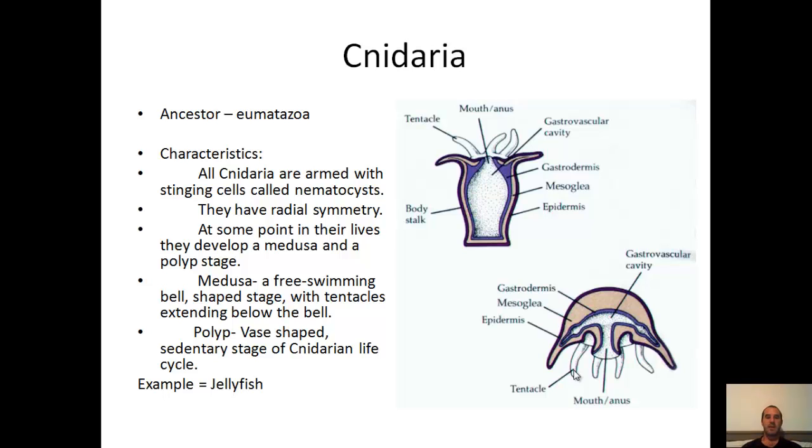They have two different stages. If you look at the left, this top here is a polyp stage. It kind of looks like a vase with the tentacles coming out the top. And then you have a medusa stage where you've got this rounded body, and then you've got the stinging cells hanging down. Okay, so make sure you get everything on the left, and we'll move on to the next slide.